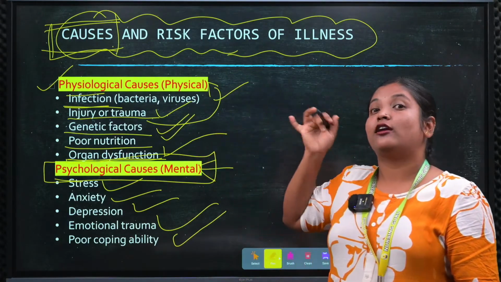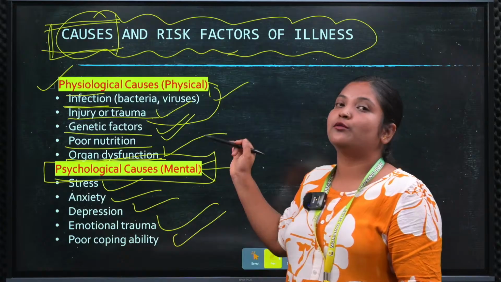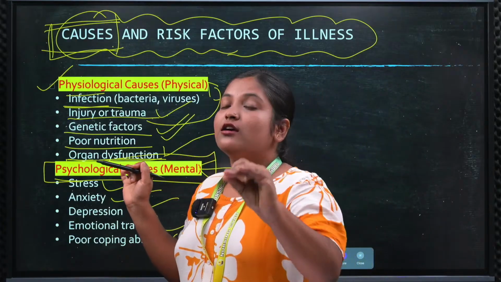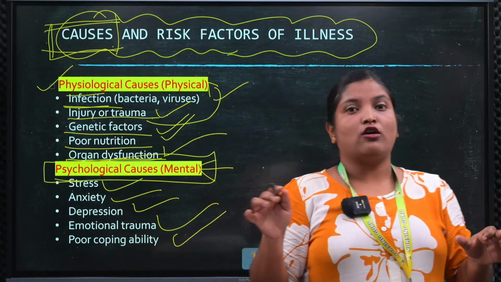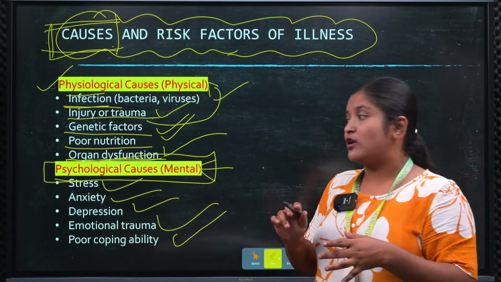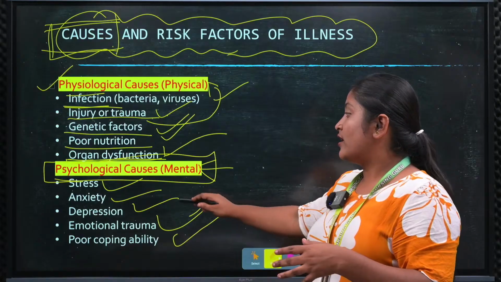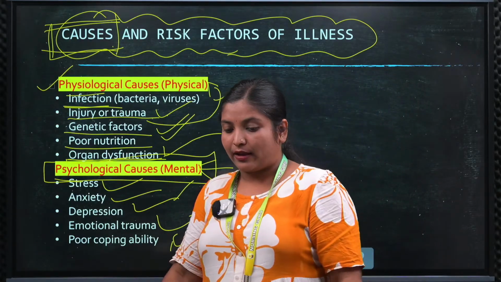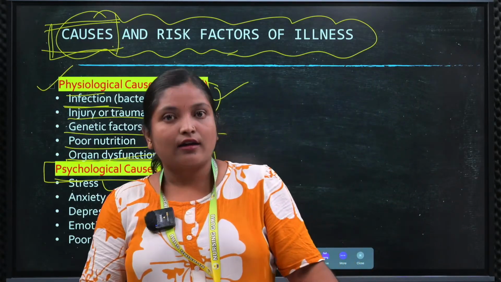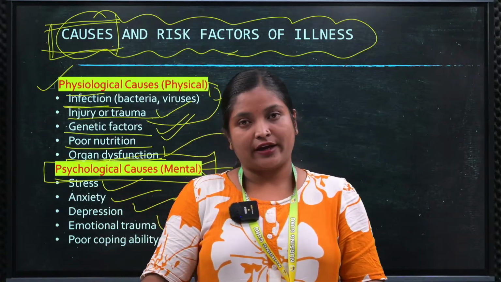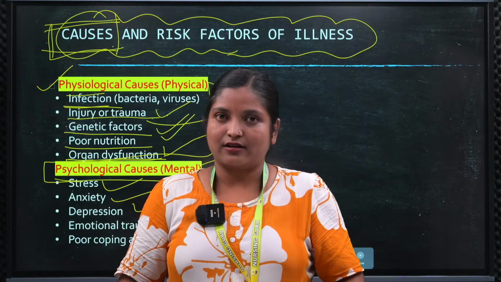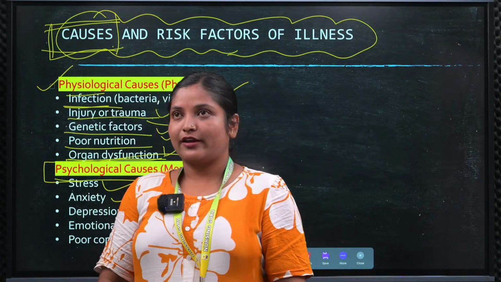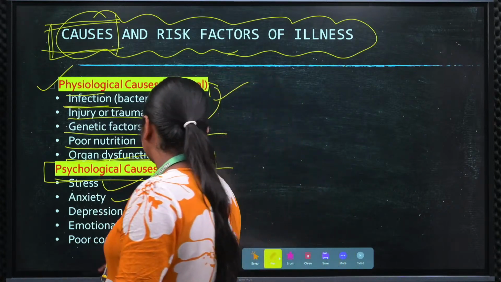Next are psychological causes, which affect your mental health. Mental health is affected by stress, anxiety, emotional trauma, depression, and poor coping ability with the situation or the work environment or anywhere. That will affect your health. Okay, so next thing we can move on.